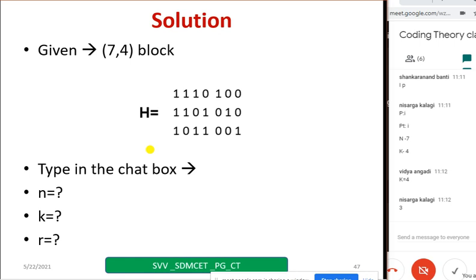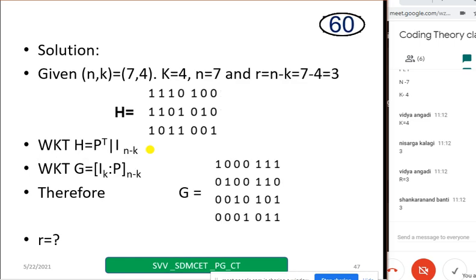Nisarga is typing 3, means R equal to 3. Shankaranand is also typing R equal to 3. All are correct answers. So this is the same thing you have told, I am writing in the slide. Copy down this: N equal to, K equal to, R equal to. H is given. H is P transpose I. G is IP. So I can write down G equal to IP. So what I am doing, row I am making into column, so that P transpose of transpose will become P. Take another 30 seconds, copy down and try to understand.